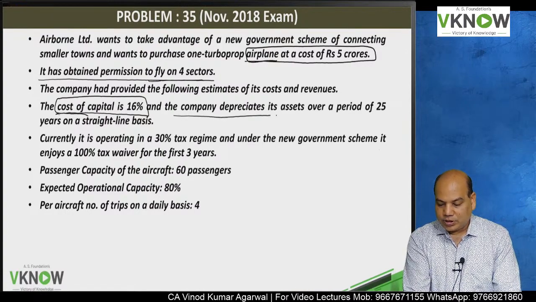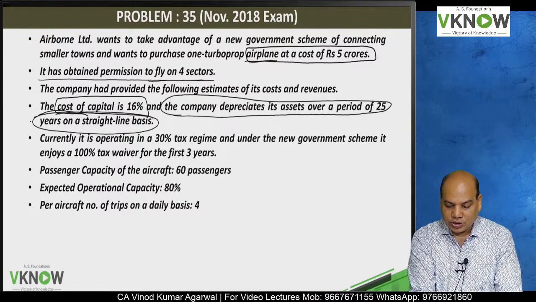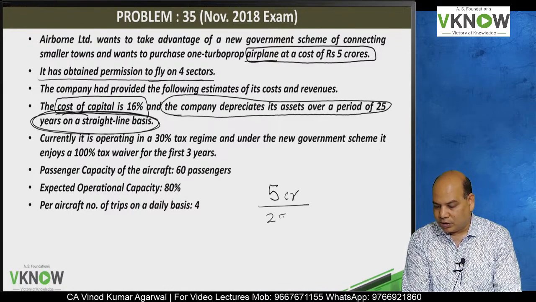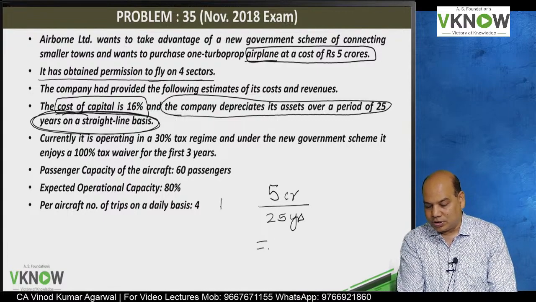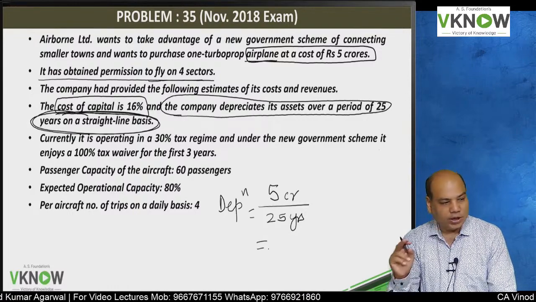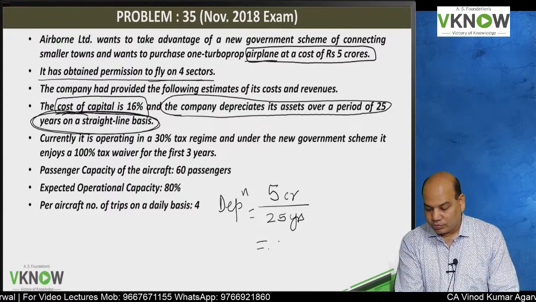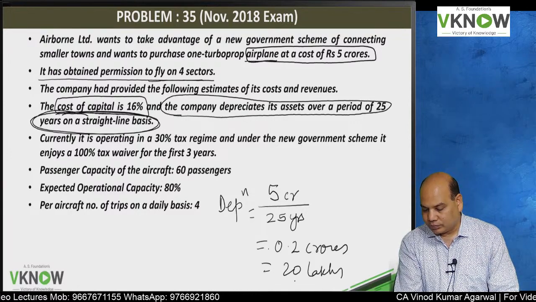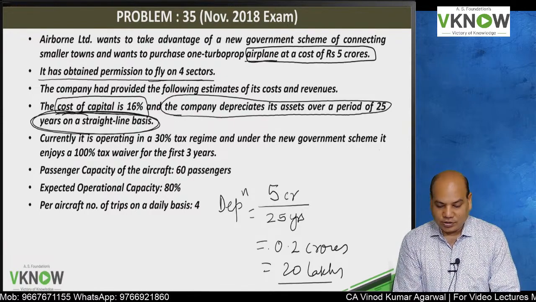And the company depreciates its asset over a period of 25 years on straight line basis. 5 crore divided by 25 years. Can you tell me how much will be depreciation per annum? Yes, try 5 crore, type 5 crore divided by 25. How much will be depreciation? 0.2 crore, or 20 lakhs. That's right. So I will require depreciation because of taxation.